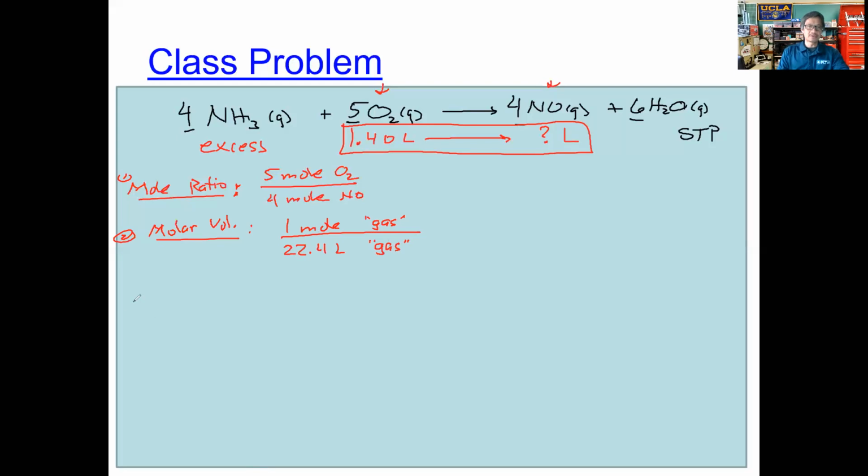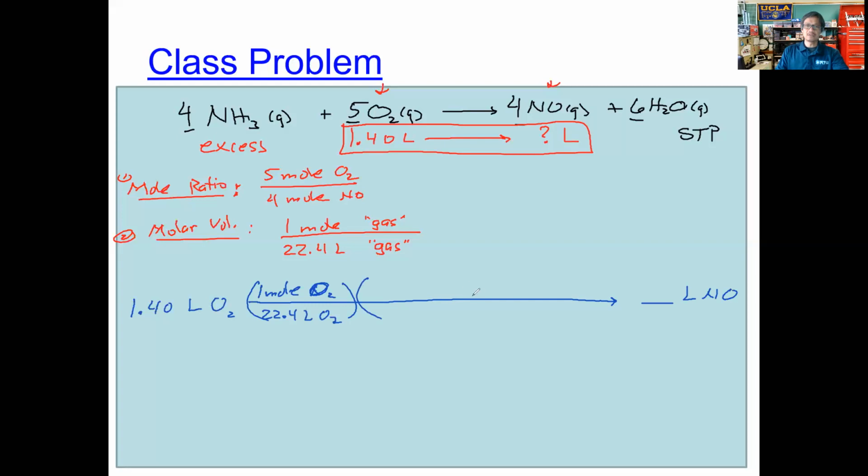So the conversion starts out with 1.4 liters of oxygen, and we're going to convert to liters of nitrogen monoxide. We're going to find out how many liters of nitrogen monoxide are equivalent to 1.40 liters of oxygen. Meaning, if we start out with 1.4 liters of oxygen, what volume of nitrogen monoxide will form? The first conversion factor is the molar volume for oxygen, 1 mole over 22.4 liters. Hopefully you can recognize why we're using that.